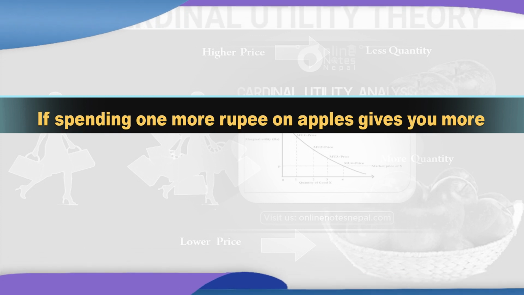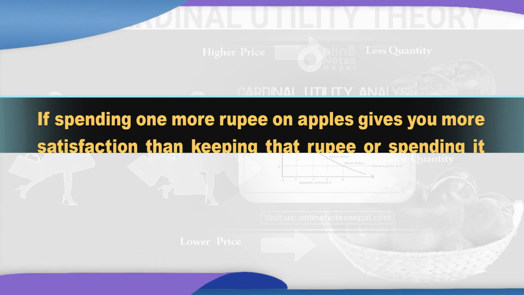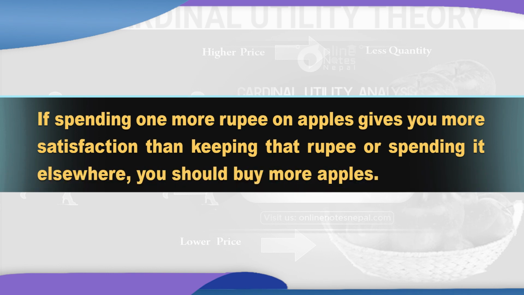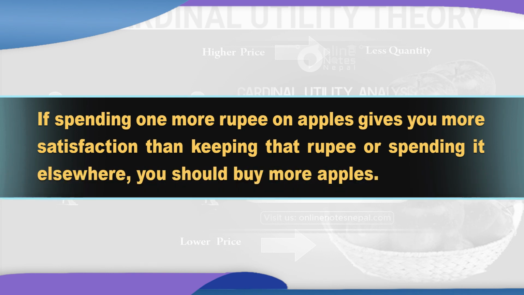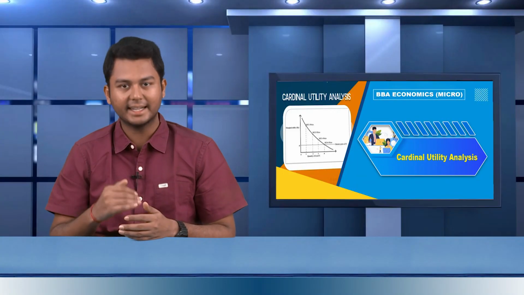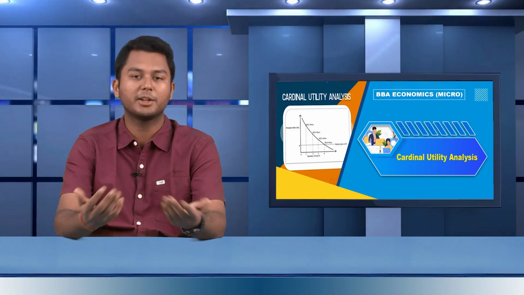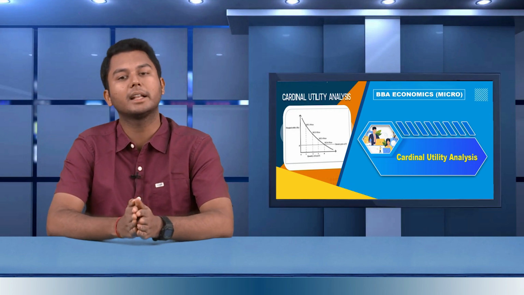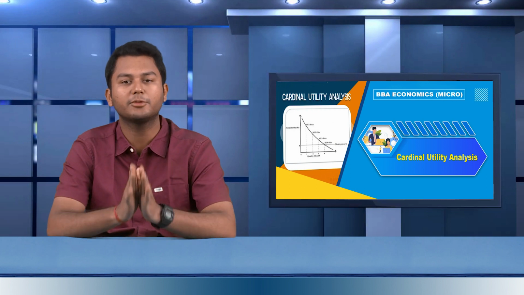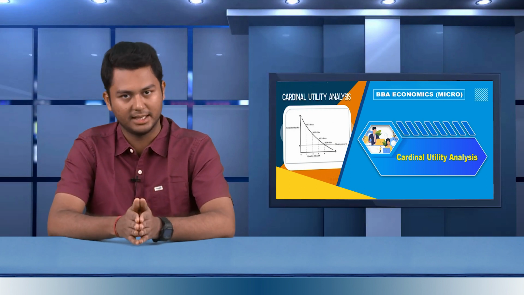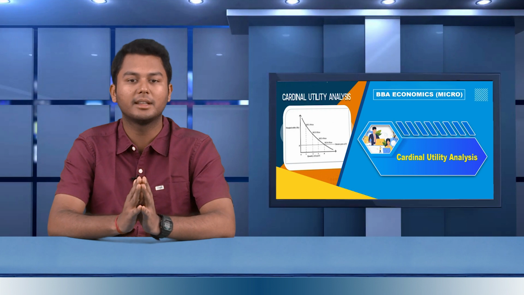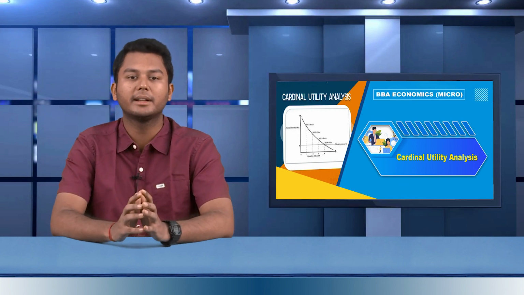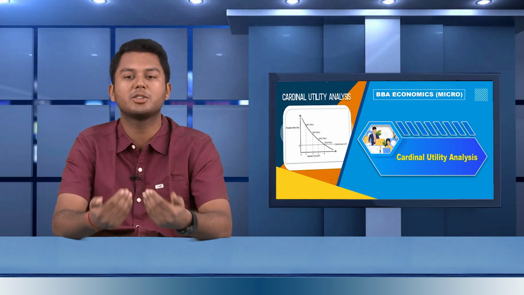If spending one more rupee on apples gives you more satisfaction than keeping that rupee or spending it somewhere else, then you would buy more apples. If it gives you less satisfaction, you would not buy more apples and you should buy fewer apples. This continues until you reach a point where the satisfaction from the last rupee spent on apples exactly equals the value you place on money itself. At this point, you have no incentive to change your consumption.